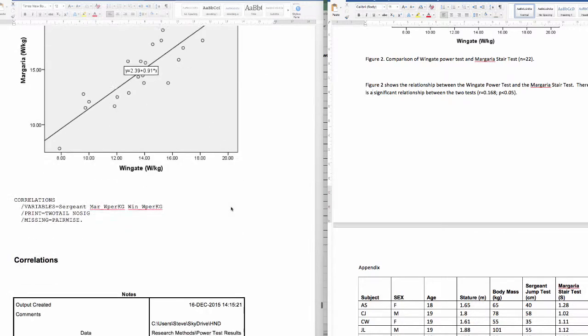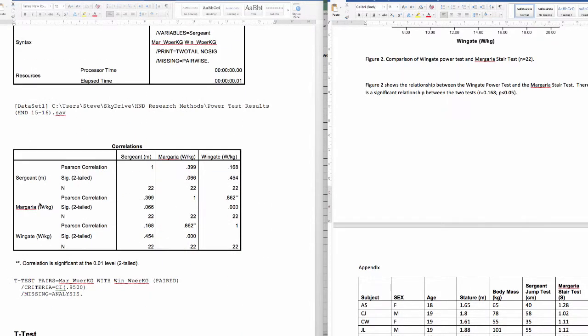But now, if we go to the correlation values for this one, for the Margarita stair test compared to the Wingate, it's got a value of 0.862. It's got 2 asterisks on there, and if you have a look underneath there, correlation is significant at the 0.01 level, so it's even a greater level of significance than the 0.05 that we have been reporting at. So all I need to do there is R equals 0.862. I'm going to keep it as P equals 0.05 because it just standardizes it all. In the end, it's saying there is a significant correlation between the Wingate power test and the Margarita stair test.